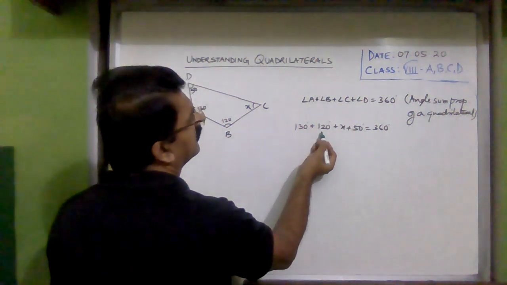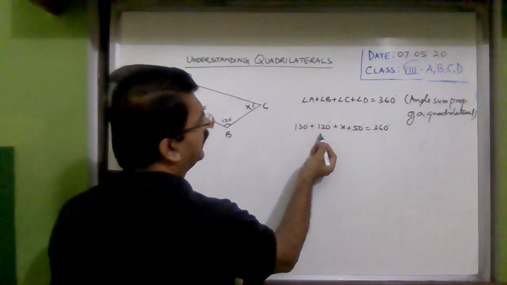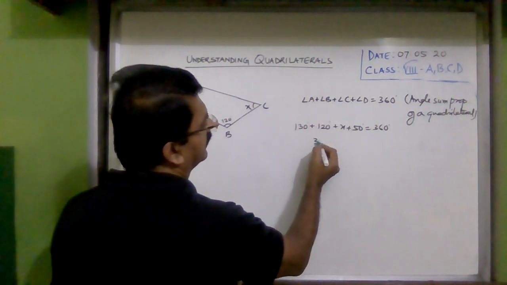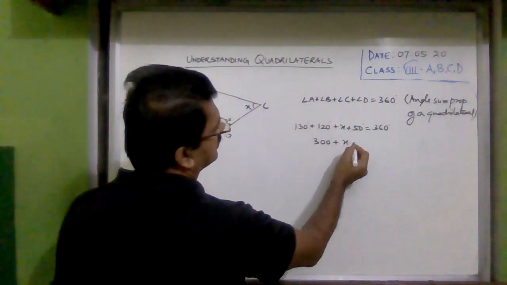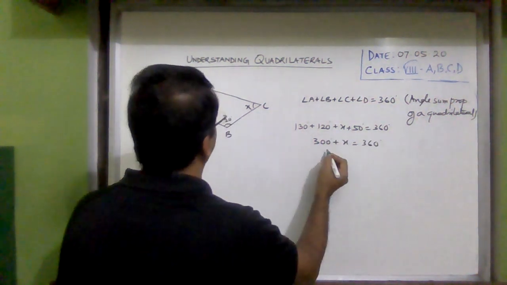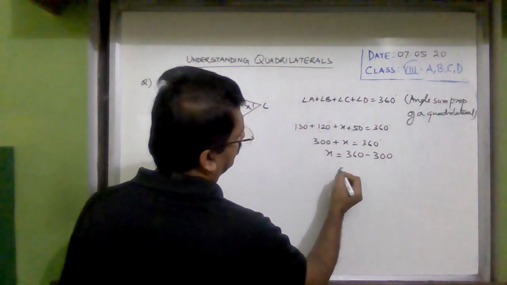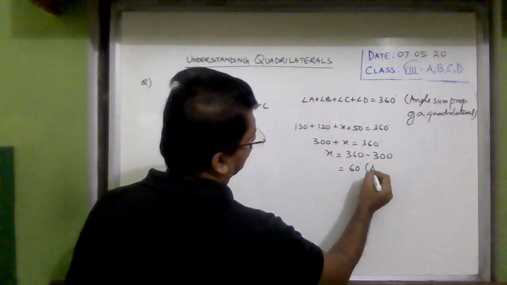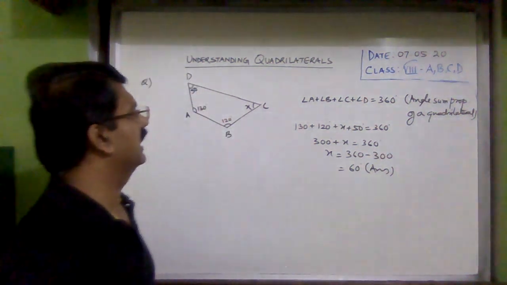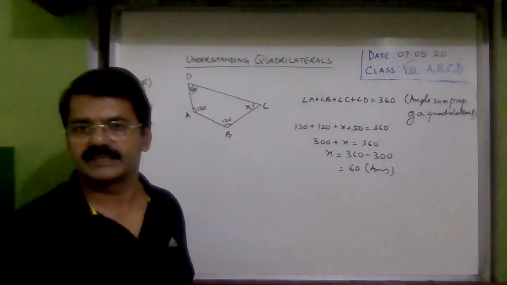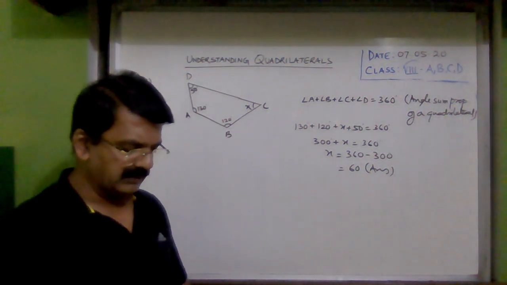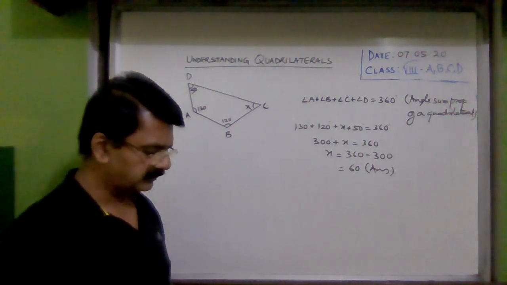So angle A is 130 plus 120 plus X plus 50 is equal to 360. Now 130 plus 120 is 250. 250 plus 50 is 300. So 300 plus X is equal to 360. So X will be equal to 360 minus 300, that is equal to 60 degrees, and that is your answer. The value of X will be 60 degrees. Clear? Now we will do one more question.